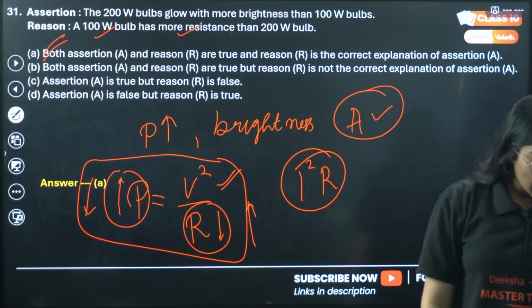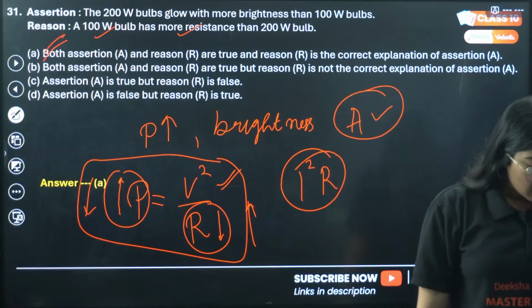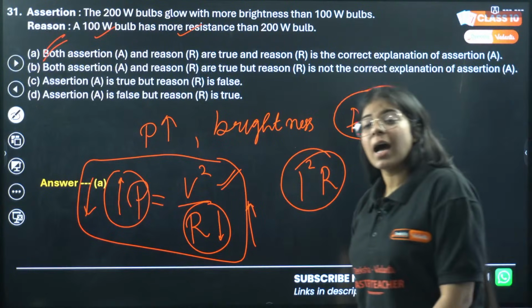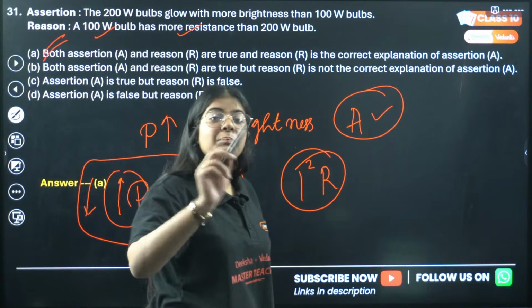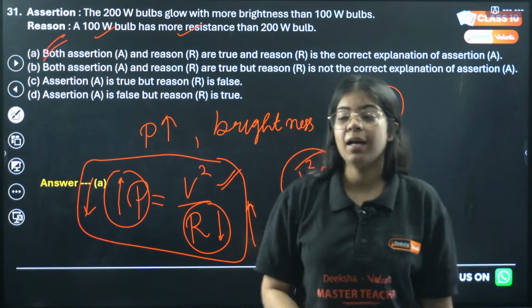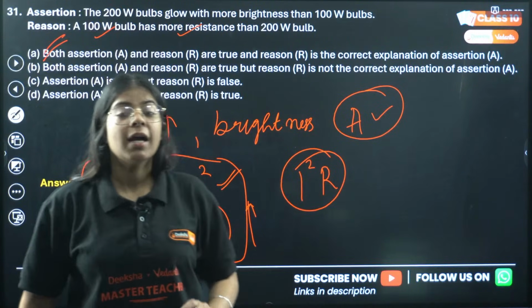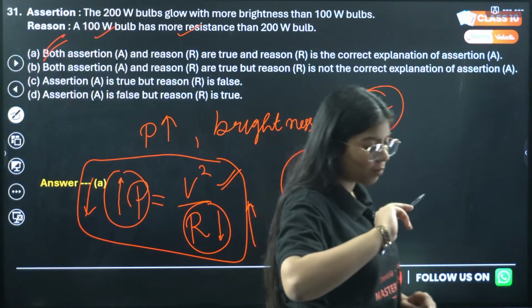Understood? Yes, I know, Varmaji. I square R is correct, but bulbs are always connected in parallel. If they are connected in parallel, current will be different in those two, so we cannot use that formula. Voltage is the same in those two, so we use the V square by R formula.